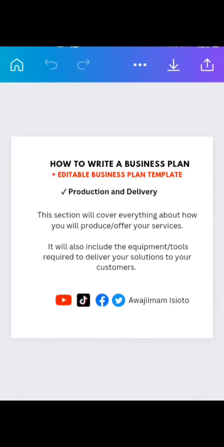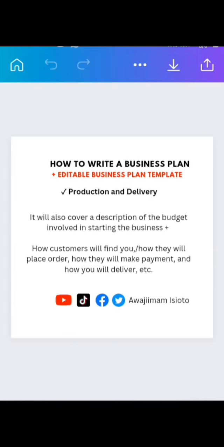Okay, now the next one is production and delivery. How would you produce? This session will cover everything about how you will produce and how you offer your services. It will also involve what? Your equipment, your tools required to deliver your services to your customers. Under production and delivery, we also cover the budget involved in starting your business. How much will it cost to produce? How much will it cost to offer that service? How much will it cost for you to get equipment? These are all the things that you are going to be putting in this session.